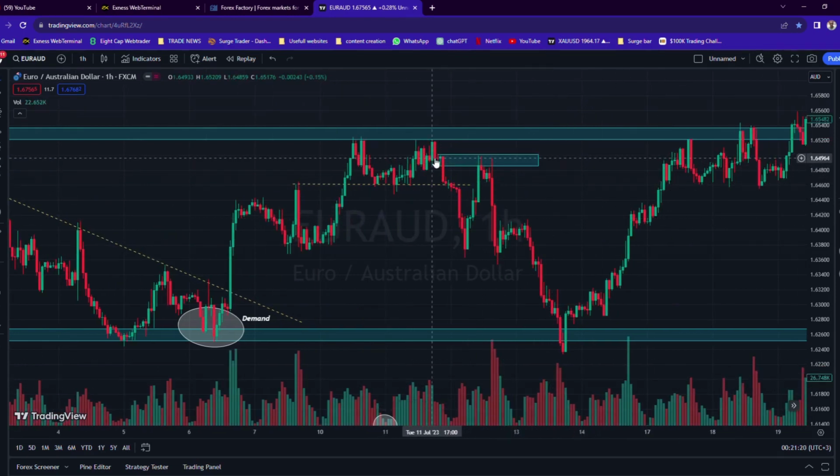This was a supply again, supply that was created here. It came and retested right into the supply, and you saw a rejection, which was a clear entry to the downward side. Now, what do you see right here? A lot of volume to the downward side.